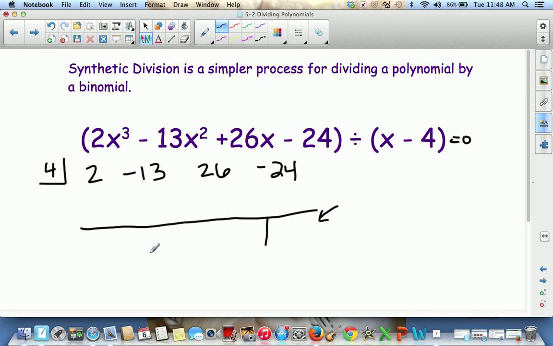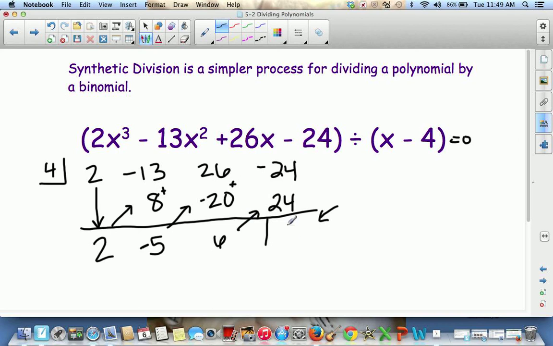So this is the process of using synthetic division. The first thing you're going to do is write down or drop down your leading coefficient. Then you're going to take 4 times 2, and you're going to put that right here, which is 8, and you're going to go ahead and add here. So negative 13 plus 8, we get negative 5. Again, now we're going to take 4 times negative 5, which is negative 20. And then again we add, so we get 6, and 4 times 6 is 24, and that is 0. So we don't have a remainder for this one.